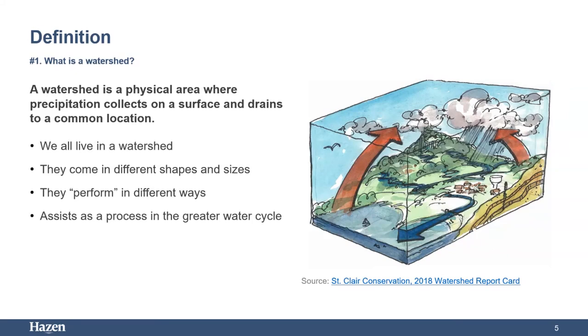As you can already see in this graphic over here on the right, this effectively acts as one of those particular processes in the greater water cycle. I think many of us probably remember from our early education how the water cycle generally works, where we have precipitation, evaporation, transpiration. So it's one of those critical elements that is doing the work of producing the water that we drink and the water we play in.